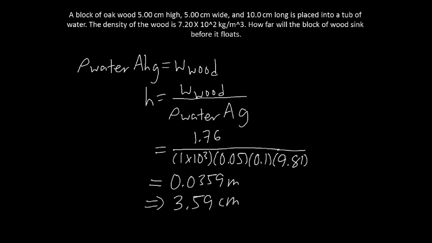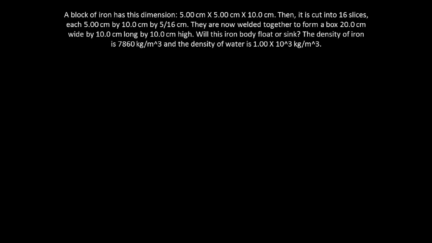So we're going to solve this next problem. So let's read. A block of iron has this dimension, so it is the same dimension that we encountered in the earlier example or the earlier problem. Then it is cut into 16 slices, each 5 centimeters by 10 centimeters by 5 over 16 centimeters. They are now welded together to form a box 20 centimeters wide by 10 centimeters long by 10 centimeters high. Will this iron body float or sink? The densities are given in the problem.